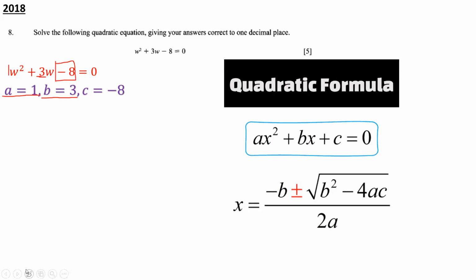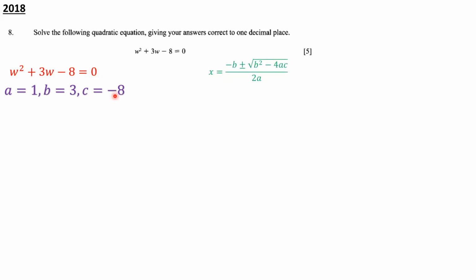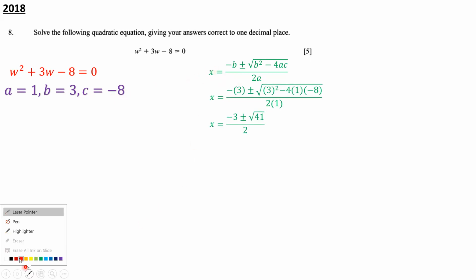So A is 1, B is 3, and C is -8. And so now we're ready to use the quadratic formula. In this case, I don't know why I have X. It's not supposed to be X. That's a mistake. It's actually supposed to be W. So this needs to be W.